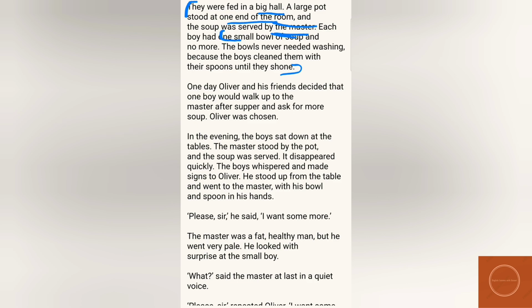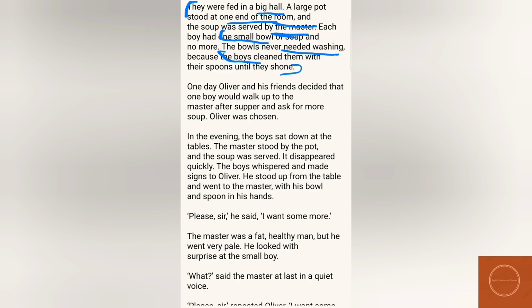Each boy had one small bowl of soup and no more. Means they could only have one bowl of soup, and that also was given in very small quantity. The bowls never needed washing. So what is the reason why the bowls never needed washing? The answer is because the boys cleaned them with their spoons until they shone.